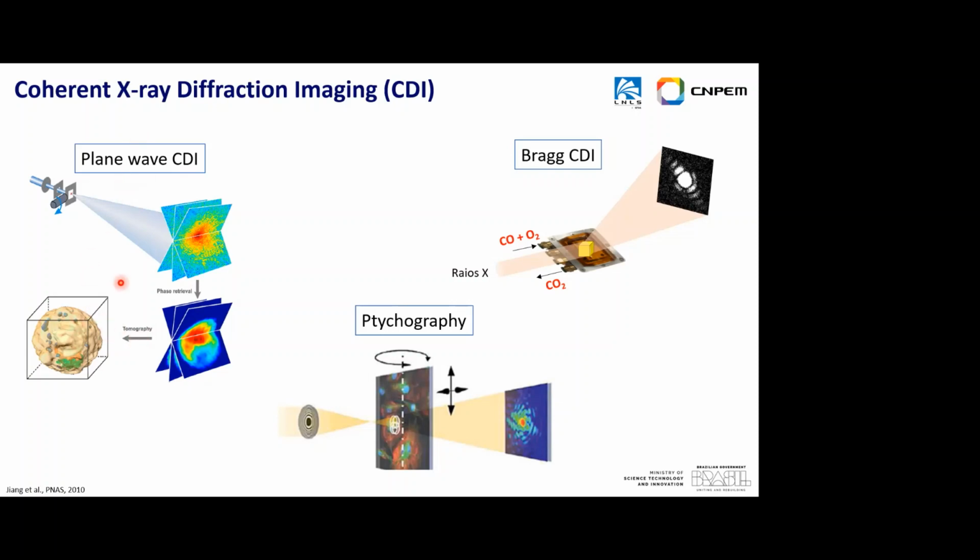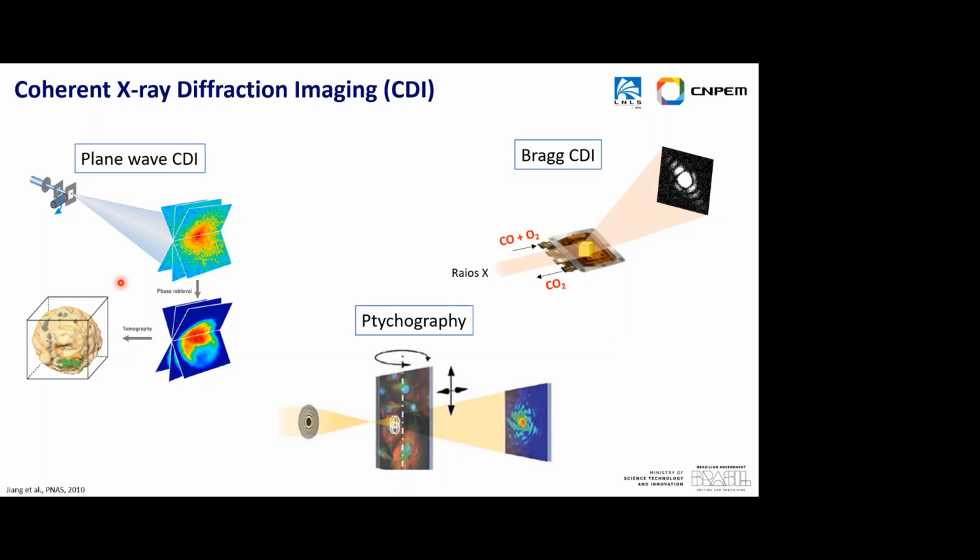So this is the plane wave CDI. For this technique, the sample has to be smaller than the beam because the sample needs to be fully illuminated. As I said before, at CATERET, the beam size is 40 micrometers. So this technique is limited to samples below 40 micrometers.